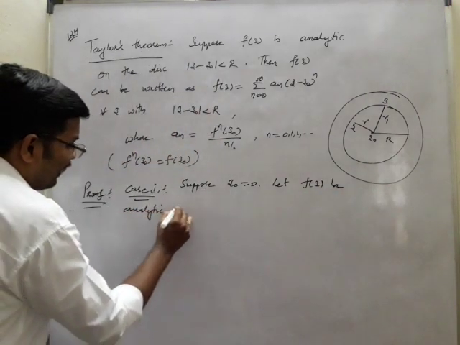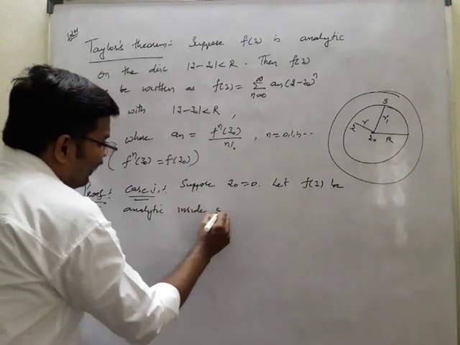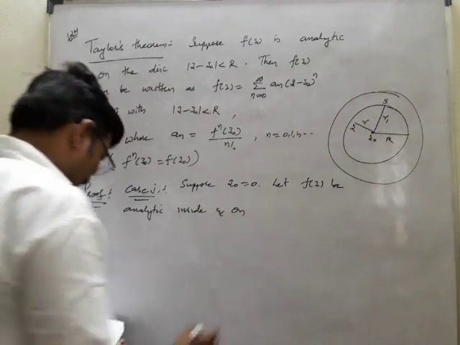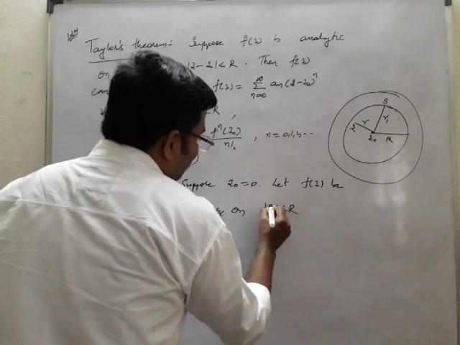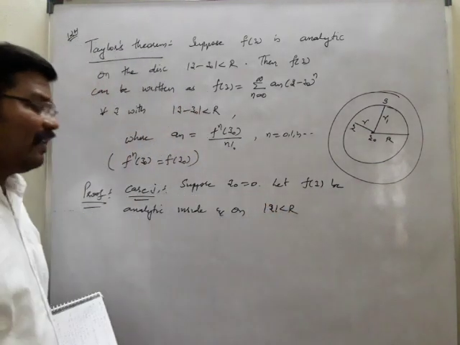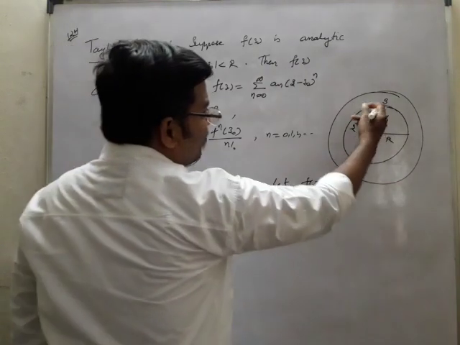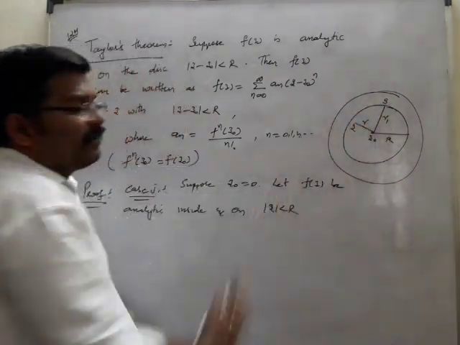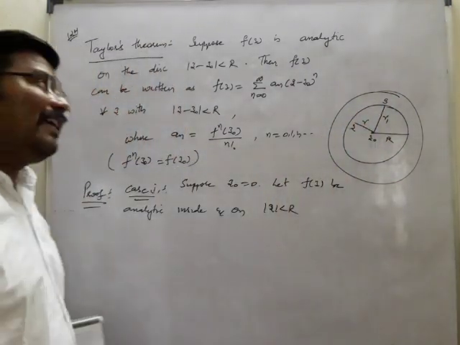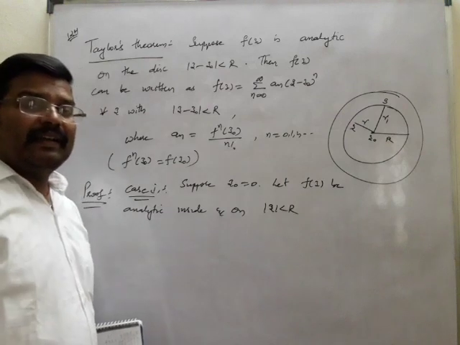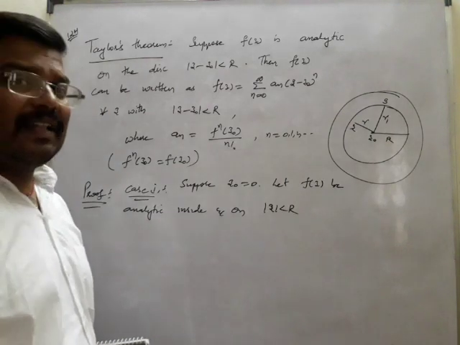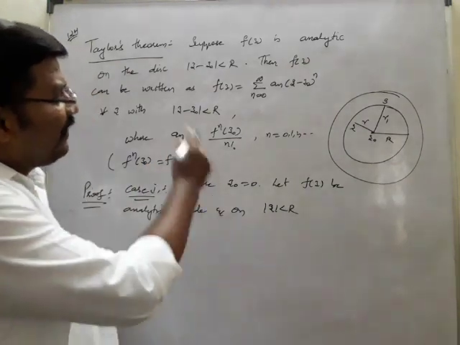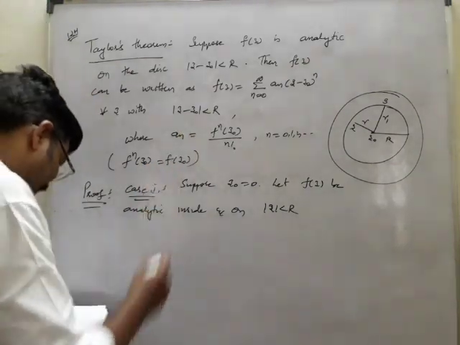It is analytic inside and on mod z less than r. Let us suppose this is analytic inside and on mod z less than r. It is nothing but it is analytic in this portion. So therefore we can make use of Cauchy's theorem for higher derivatives. That also we can make use of. Okay, we'll try to find out what is the value now.